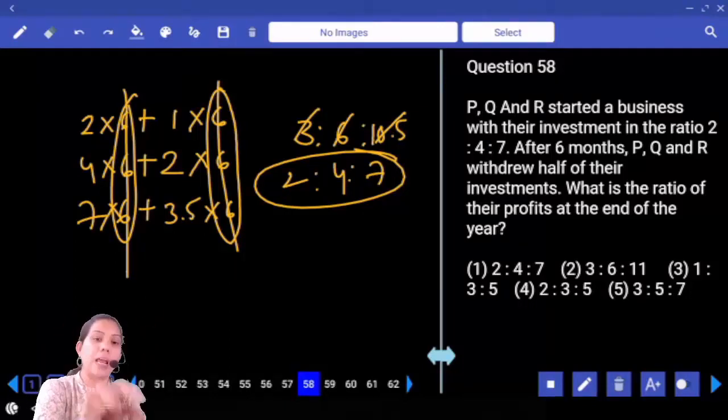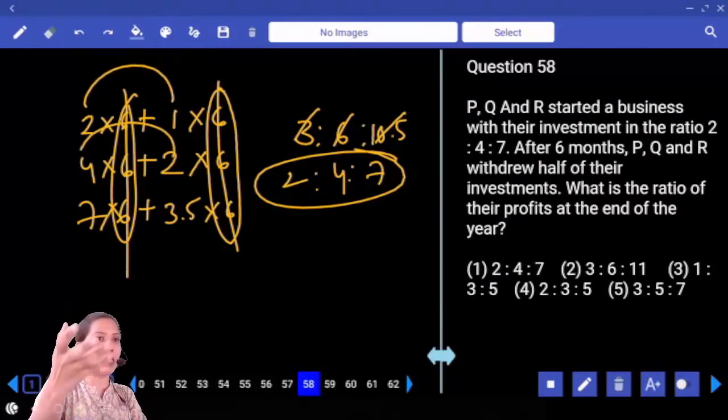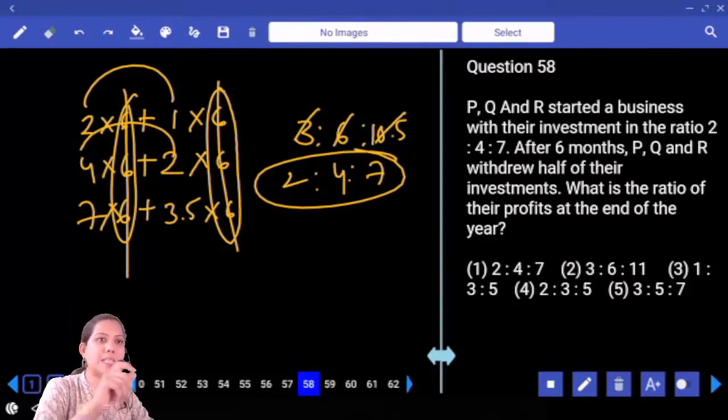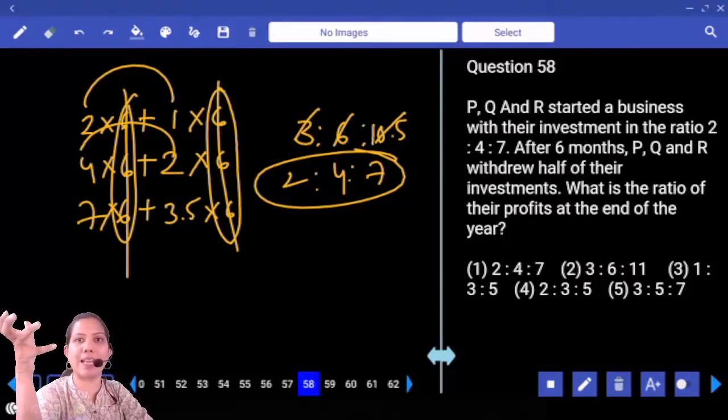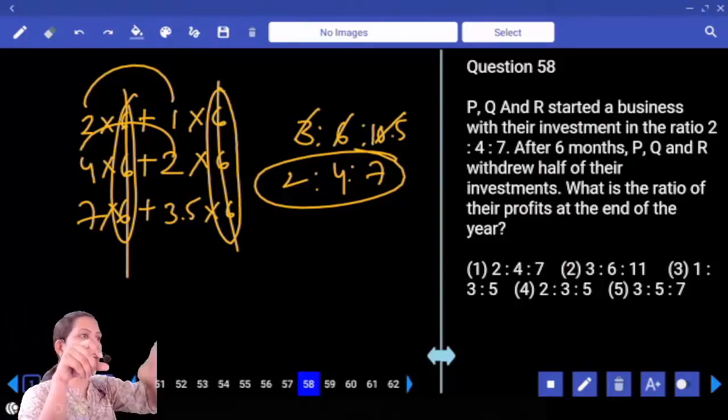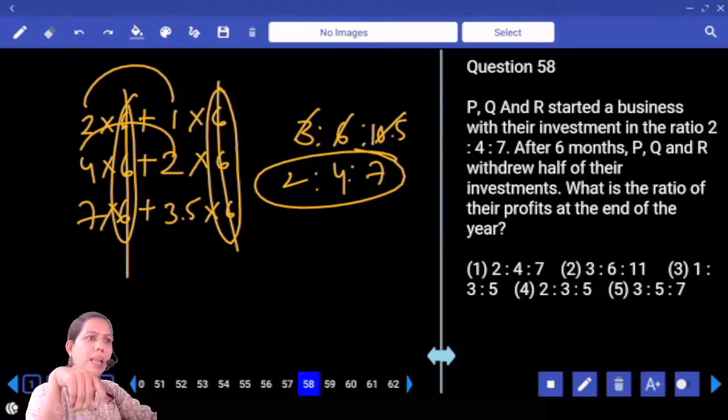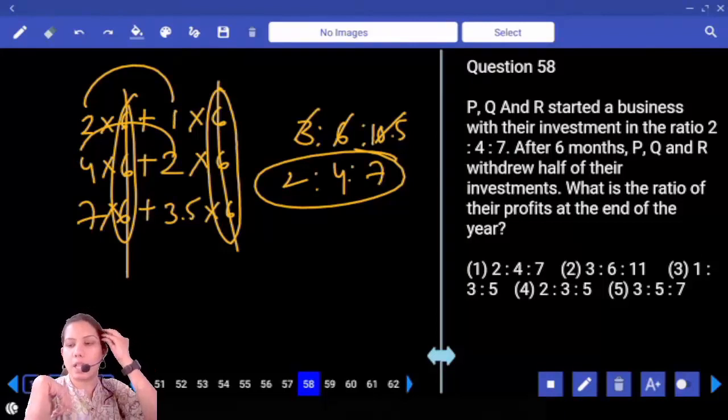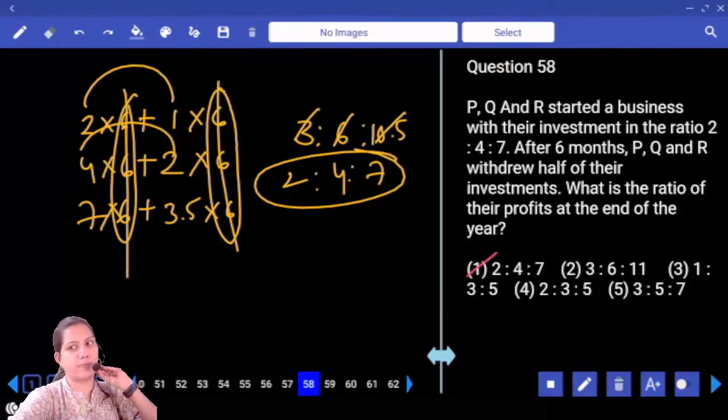So time constant. And if there is an increment or a decrement, here withdrawn half, or double amount, or 10% same. Increased by or decreased by the same percentage. Here decreased by 50%, withdrawn half means 50% decrease. So total decrease or increment in percentage form, initial time and final time both are the same. Directly the original ratio is the final ratio. You can answer directly. Okay. So the answer is 2:4:7, the first option.